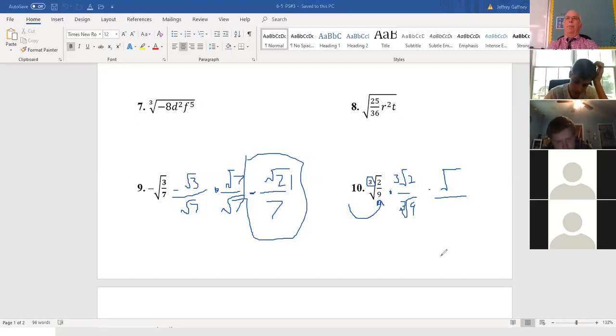What do I need to do to make 9 a perfect cube instead of a perfect square? -3. There you go. Well, not so much -3. That is the right answer.